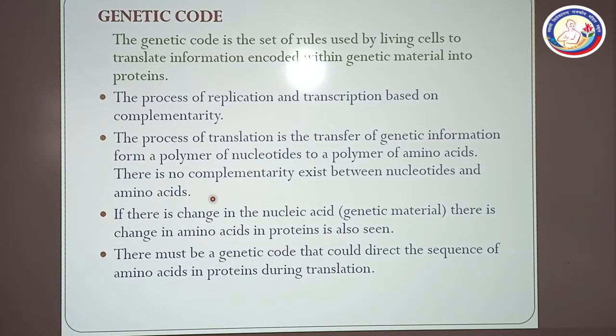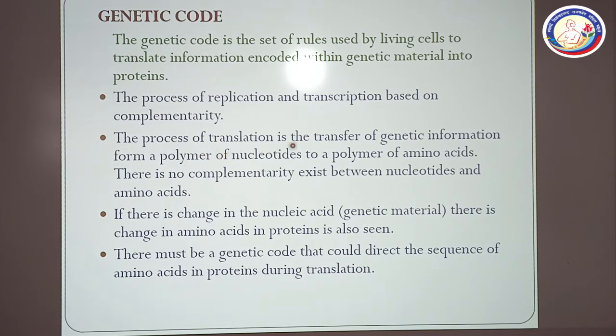Now, next point, genetic code. What is genetic code? The perfect definition is given here. The genetic code is the set of rules used by living cells to translate information encoded within genetic material into proteins. So you can see genetic code is a triplet codon code which is responsible for the translation of proteins or amino acids. The process of replication and transcription is based on complementarity. Similarly, it will follow the complementarity.